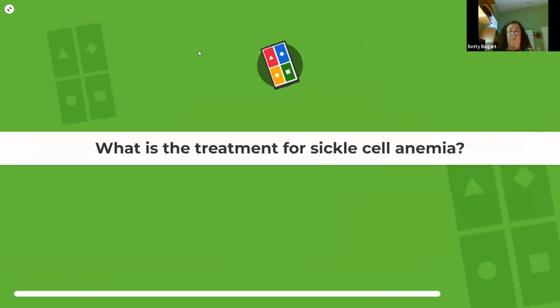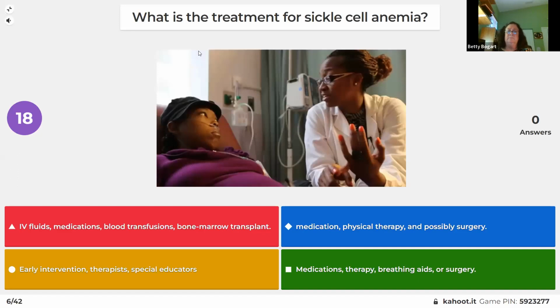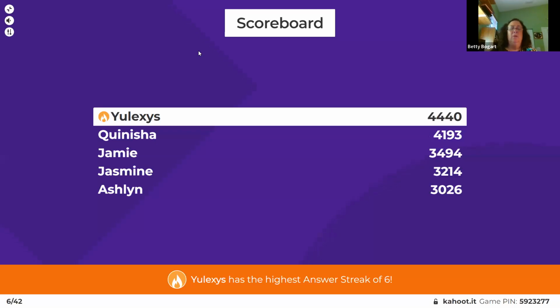What is the treatment for sickle cell anemia? Then I'll ask you, what's the first thing you're going to do for sickle cell anemia? What we're going to do is give IV fluids and medications. Remember, the first thing is IV fluids. We want to dilate those vessels and then give the antibiotics if it's an infection and pain medicine. And then blood if we need it.